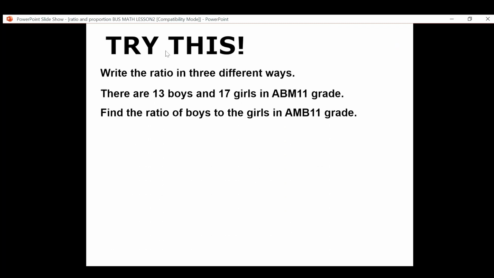Okay, let's try this. Write the ratio in 3 different ways. There are 13 boys and 17 girls in ABM 11. Find the ratio of boys to girls in ABM 11. So 13 to 17, or 13 is to 17, or by fraction 13 over 17.